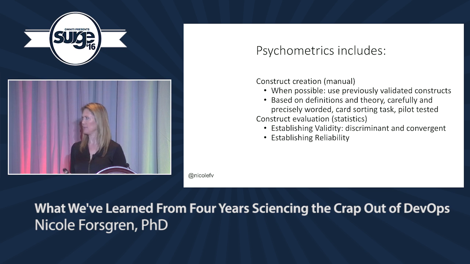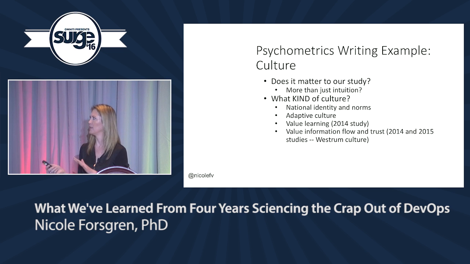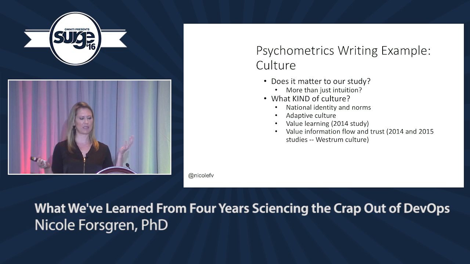So this is how we run through this. Here's an example. Culture is a great idea, so we wanted to capture culture. We started with: does it even matter, more than intuition? Because people are like, oh yeah, culture's super important. Okay, why? Do we actually think it matters? And what kind of culture?